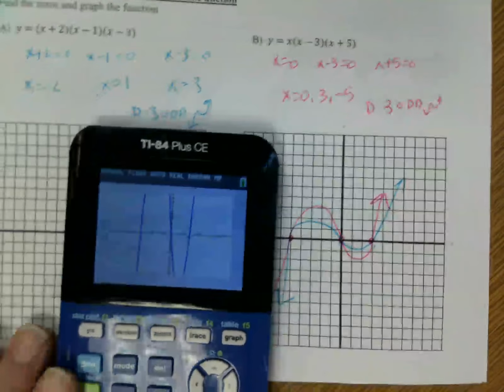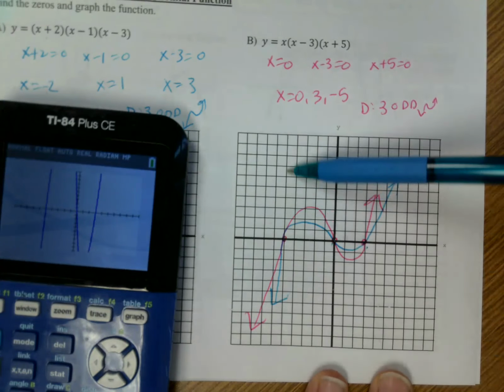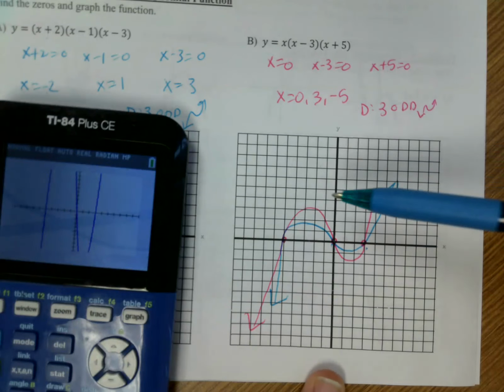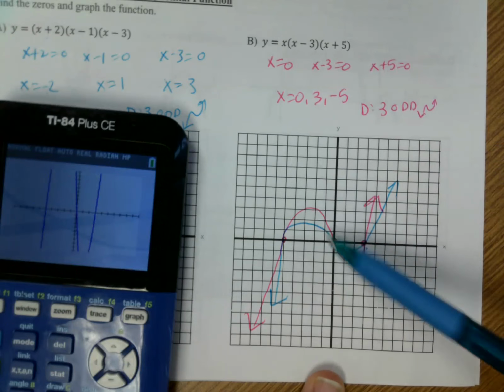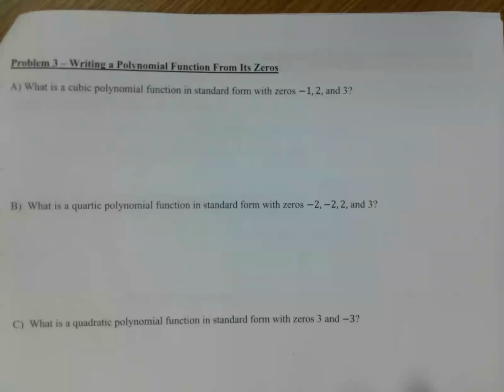Notice how my actual graph should be a lot higher. My actual graph should go way above there and go way down here and then go up. Again, I'm not caring about my turning points for this graph. I care about your end behavior and your x-axis.